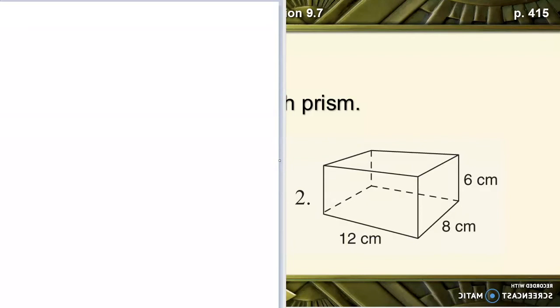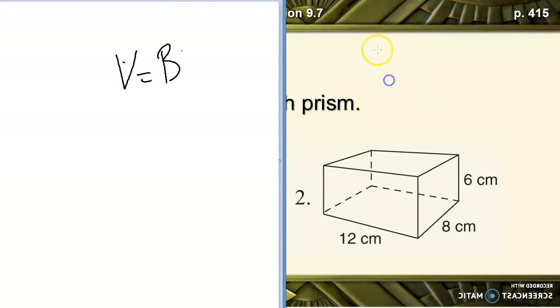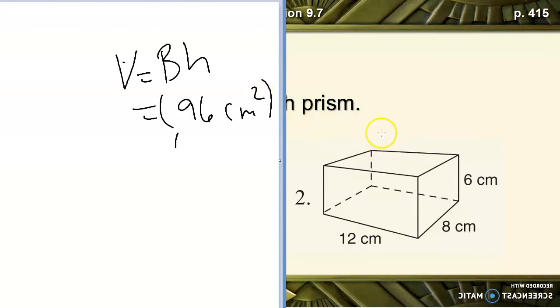Our second example is going to be very similar. We're trying to find the area of this base right here. So we have volume is equal to area of the base times the height. The area of the base is going to be 12 times 8. 12 times 8 is going to be 96. So 96 centimeters squared. And the height is going to be 6. So we're going to multiply this by 6 centimeters.